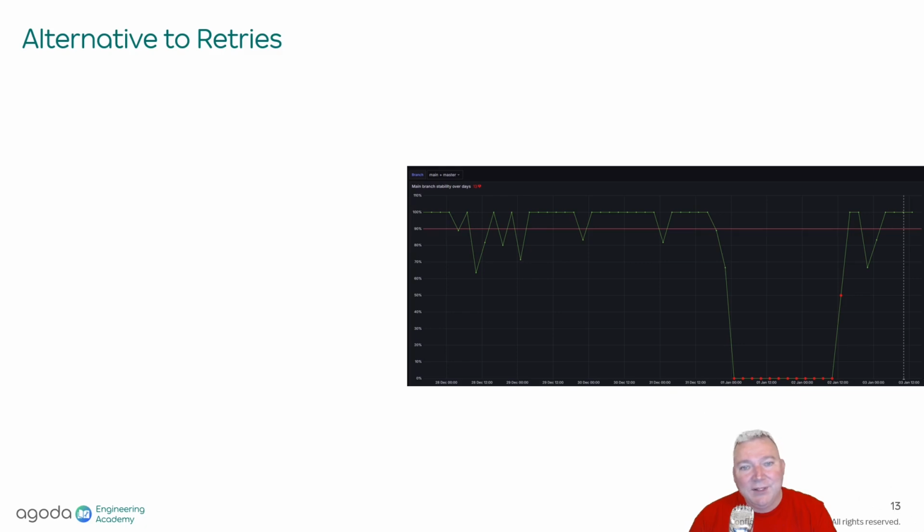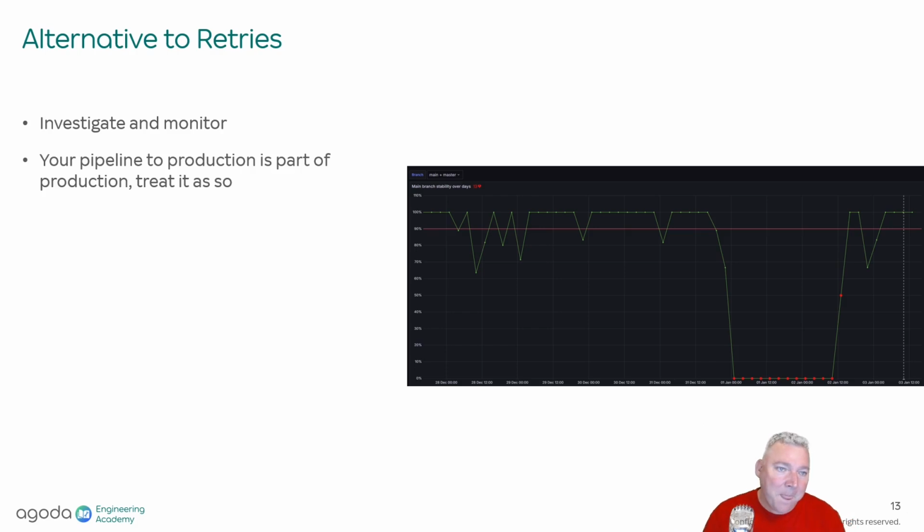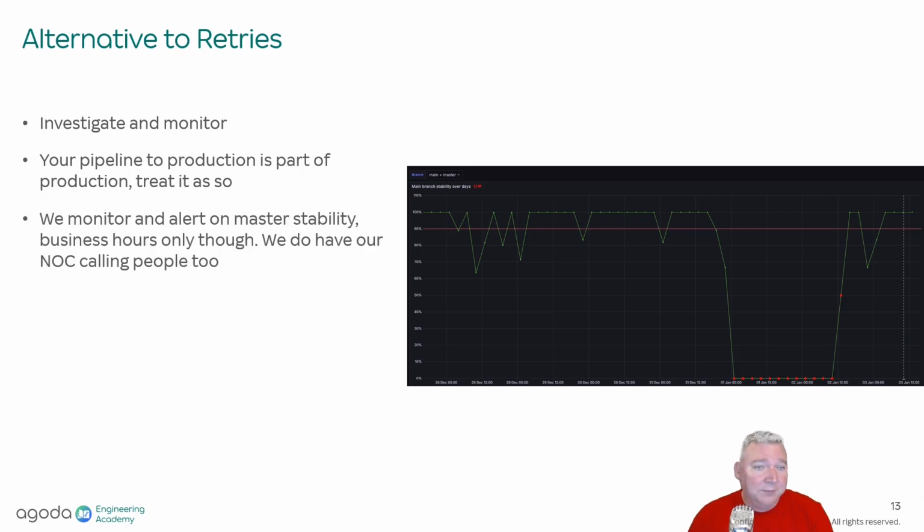The alternative to retries, what is it? What we do is we investigate and monitor CI stability. And I think this is a fair statement because your pipeline is a part of production. It's your path to production for your code. So you should treat it like production. We monitor alerts on master stability only in business hours, though. Like, I don't have people getting called at 1 a.m. because the pipeline suddenly starts failing on master. But people do get called in business hours, and we react to these problems immediately.